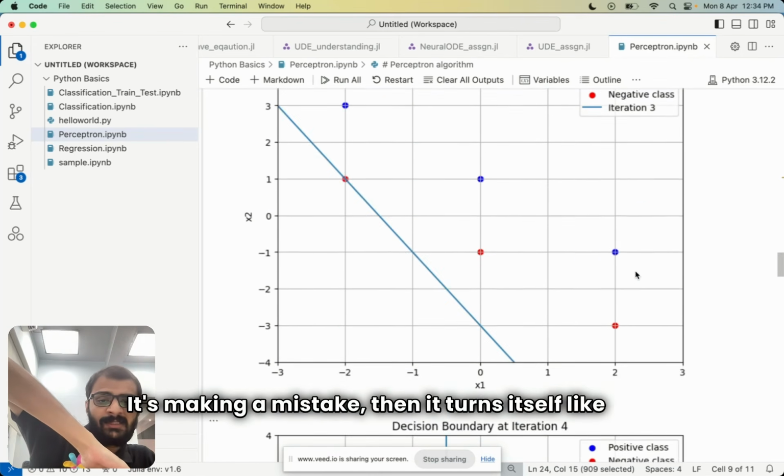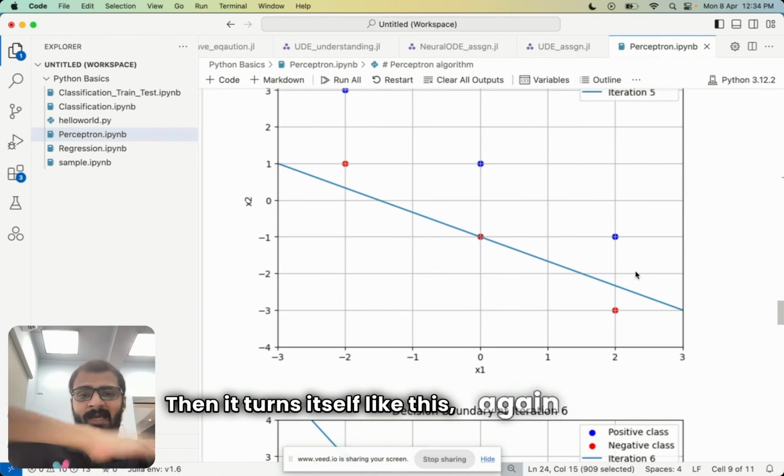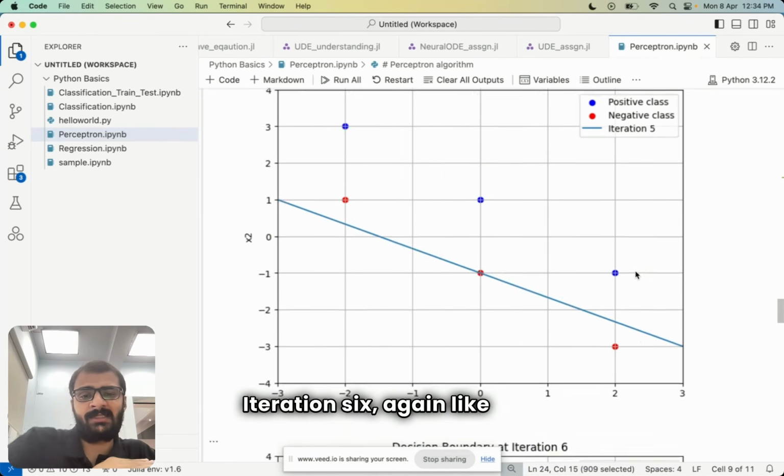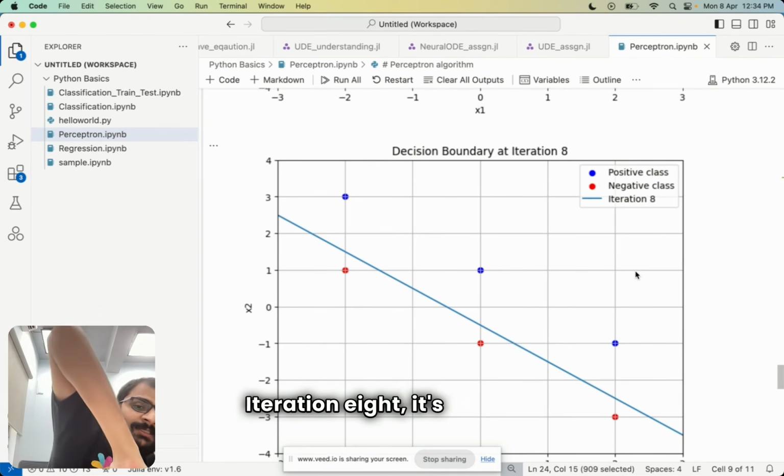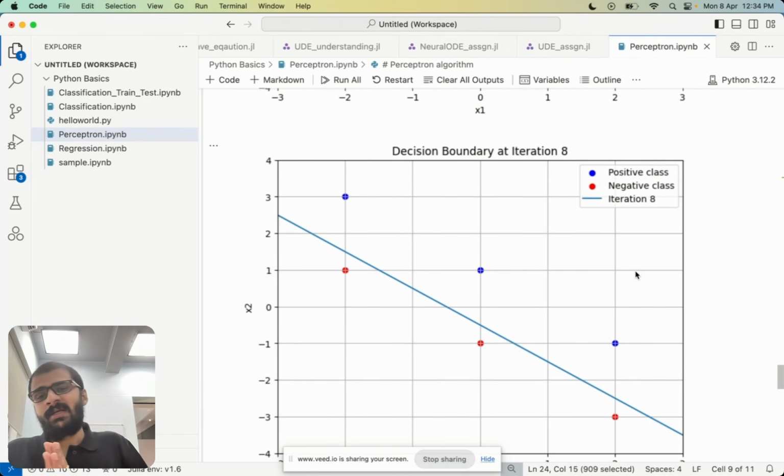Then it turns itself like this. Then it turns itself like this. Again like this. Iteration 6 again like this. Iteration 7 is like this, but it's still not correct. Iteration 8 it's like this, where it's finally correct.